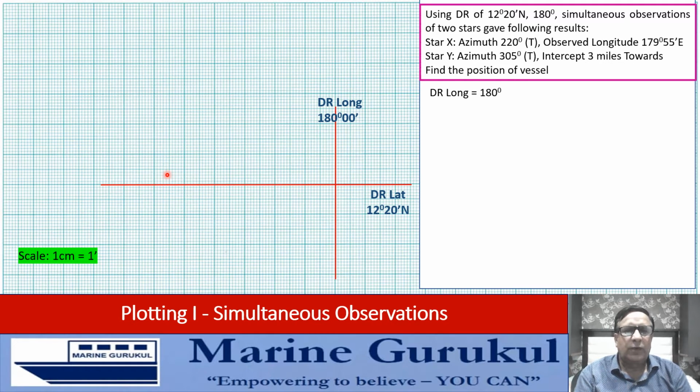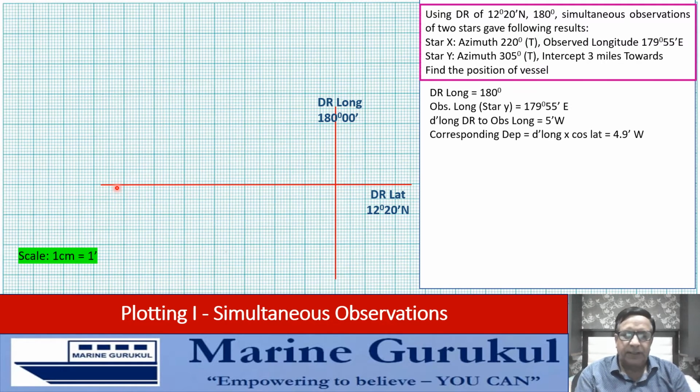Now, DR long is 180 degrees. Observed long by solving star X sight is 179 degrees 55 minutes east. So if I have to plot observed long with respect to DR long, which has already been plotted, then the d long between the two is 5 minutes west from DR to observed long. That means observed long shall be plotted west of the DR long, but the spacing has to correspond to departure. So we find the corresponding departure, and the departure is found to be 4.9 minutes west.